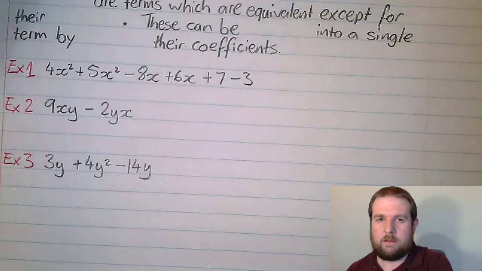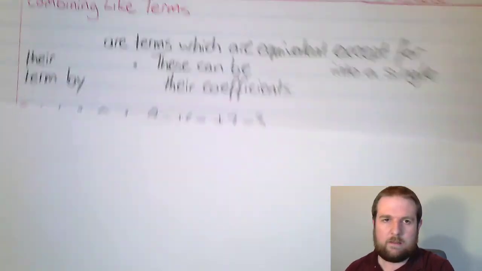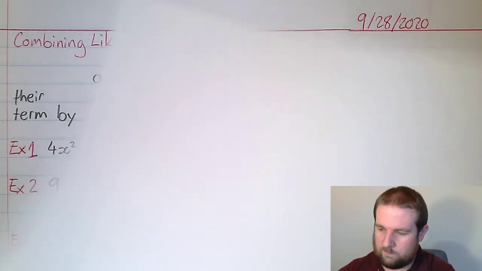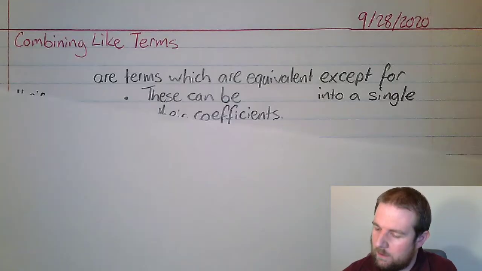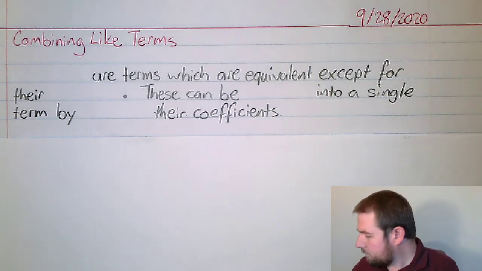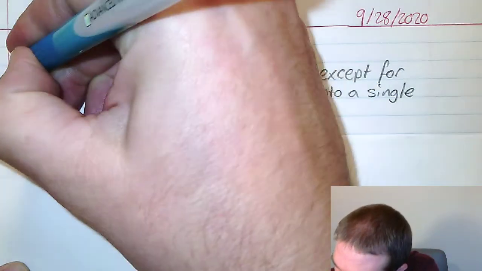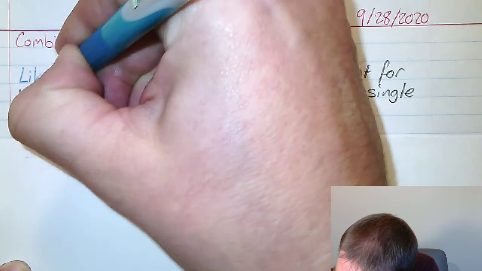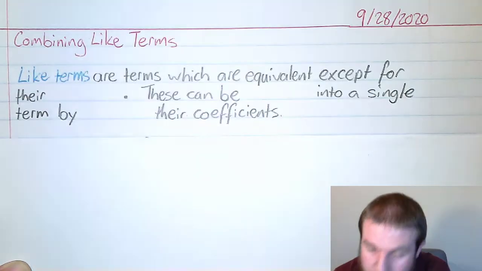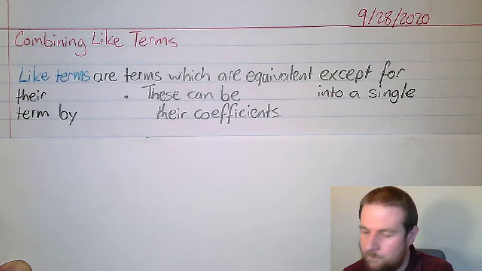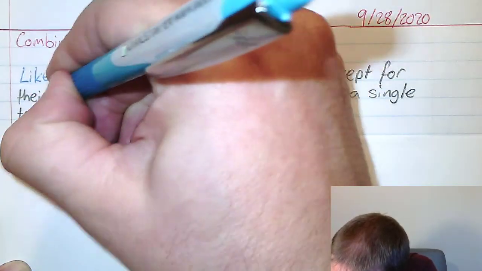The other thing that we want to talk about today is something we call combining like terms. So firstly, we need to define what like terms are. Like terms are terms, if you remember from last week we defined what terms were, but like terms are terms which are equivalent except for their coefficients.